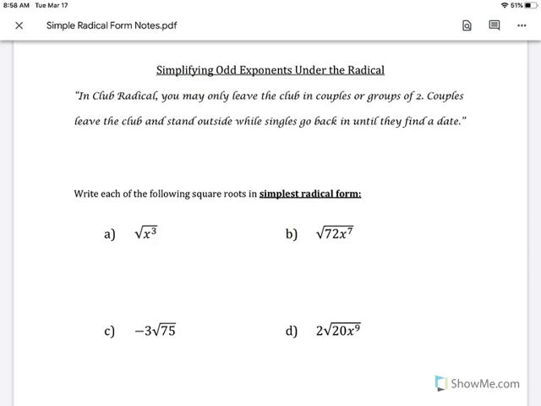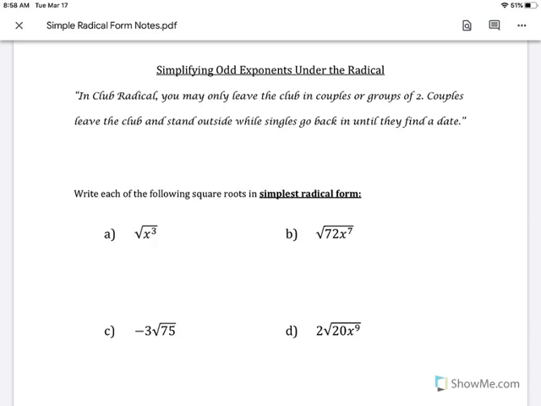Okay, this next part is definitely my favorite, so bear with me because it might sound a little weird. When we simplify odd exponents under the radical, this is what I want you to focus on. We're going to consider this club radical, and club radical is in a rather bad neighborhood, so you can only leave the club in couples or groups of 2. Couples leave the club and stand outside, while singles go back in until they find a date.